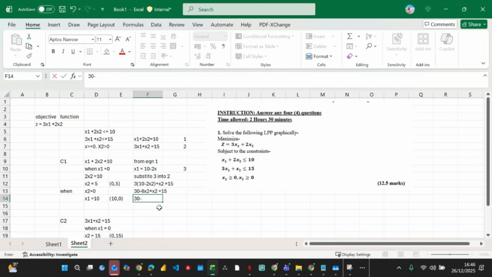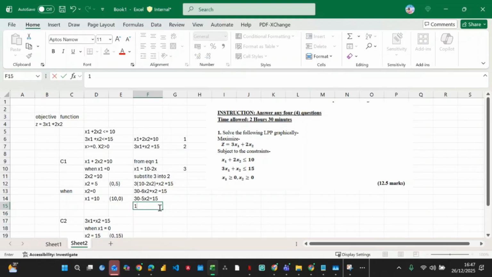So now we have minus 6x2 plus x2. That means we now have 30 minus 5x2, because we already minusing the one that is from the other side. This equals to 15. So, Abi, does this make sense? Yeah, sure. Okay. So we have 30 minus 5x2 equals to 15.